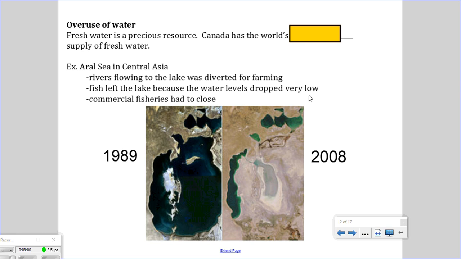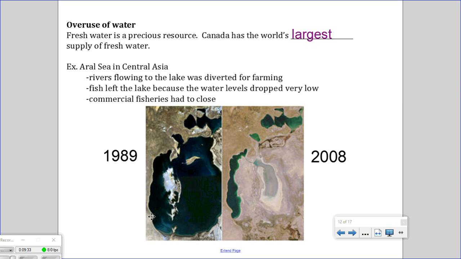Overuse of water is another factor. Fresh water is a precious resource. Keep in mind that Canada has the world's largest supply of fresh water. Now, this picture here can show what can happen to an area when there's overuse of water. So this is the Aral Sea in Central Asia, and rivers flowing to the lake were diverted for farming. Fish left the lake because the water levels dropped very low, and as a result, commercial fisheries had to close.